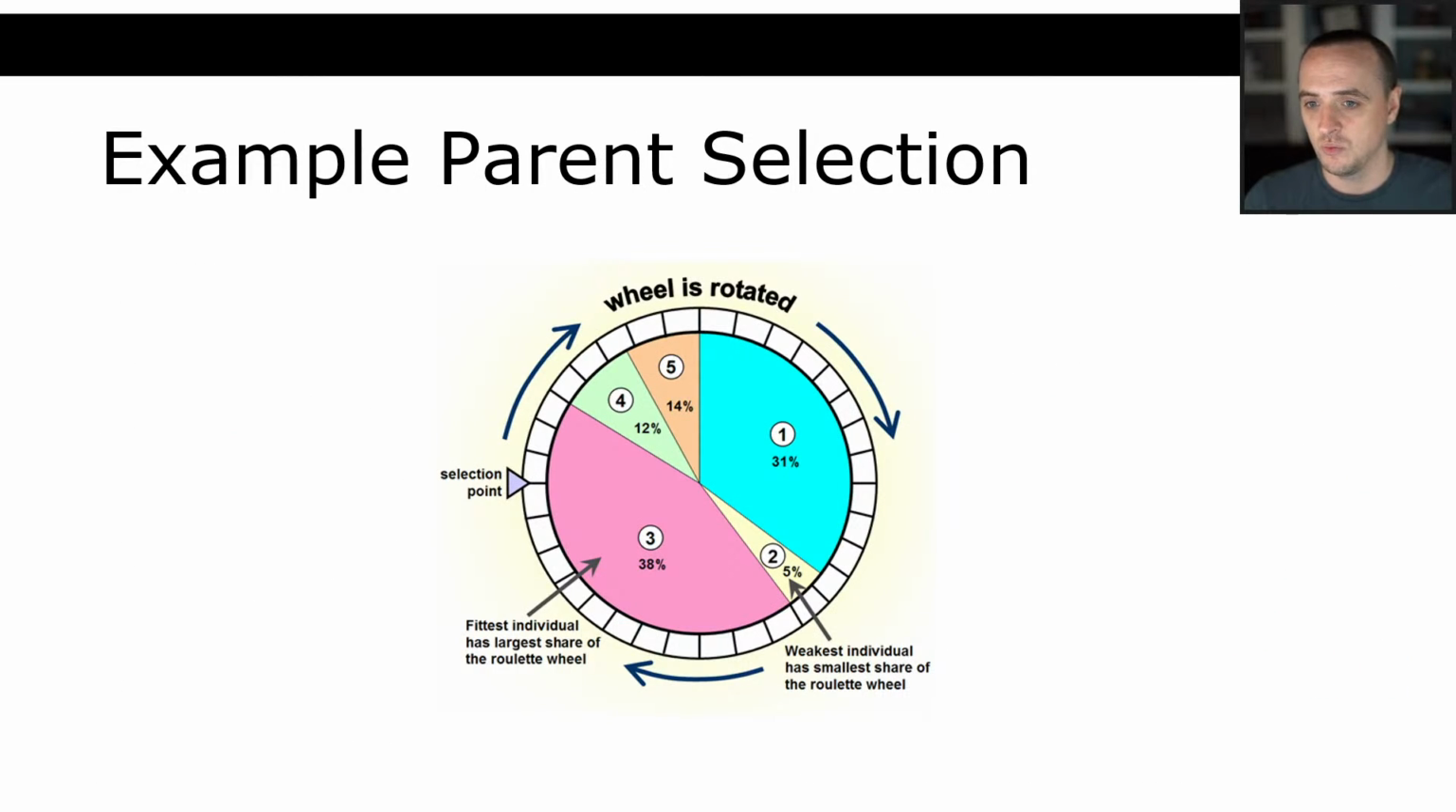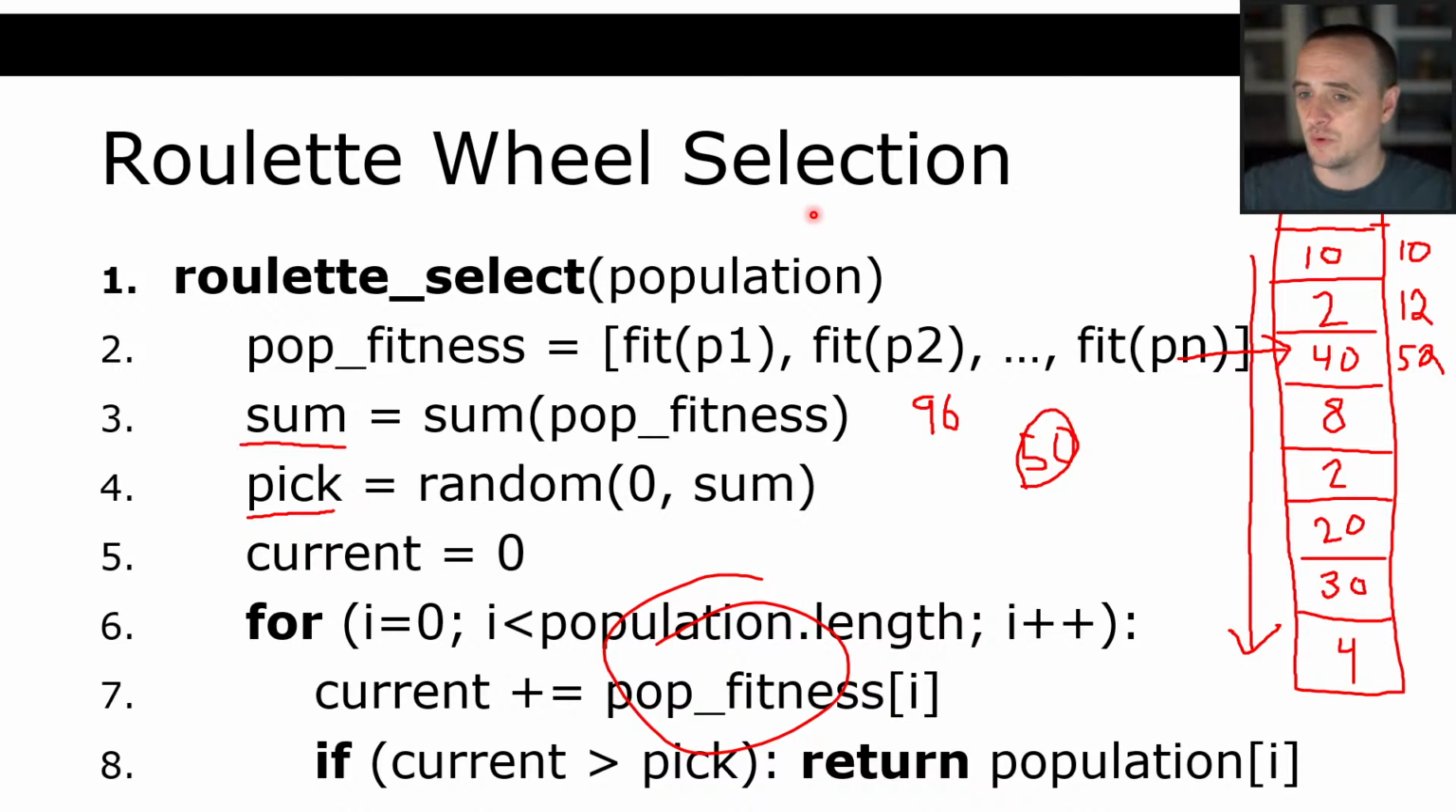So essentially, just like this wheel, that's exactly what we've done. We've assigned portions of the wheel, different parts, and we've randomly selected where the wheel should stop. That's it. Okay, so that's the roulette wheel selection, and this is what you have to implement on assignment 4.